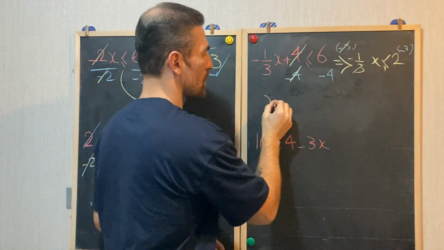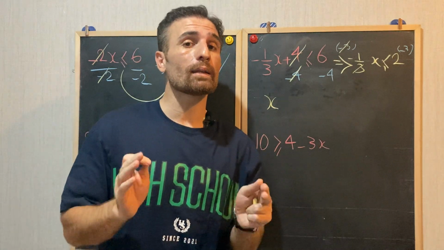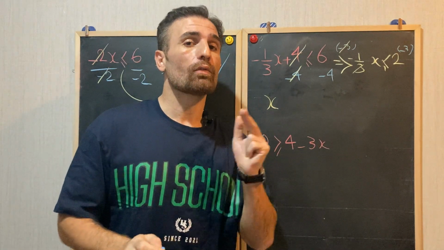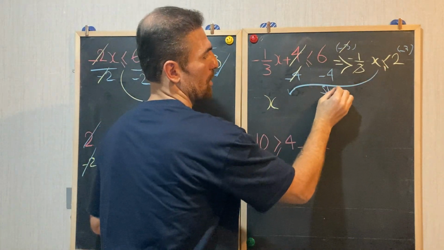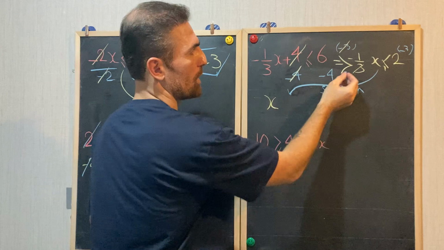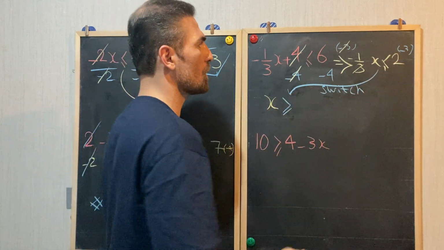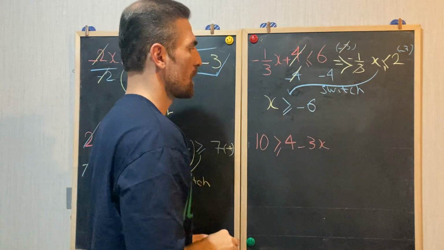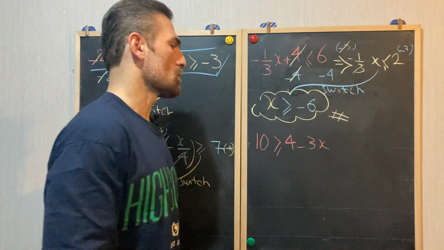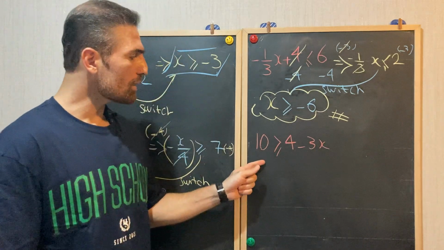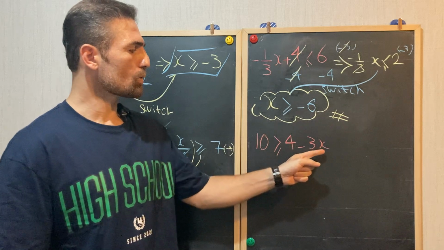Left side, it's gonna be x, but do not forget, we multiply both sides by a negative number. That is why we need to flip the inequality symbol. Switch it. It's gonna be greater than or equal to 2 times negative 3 equals negative 6. And this is your solution.